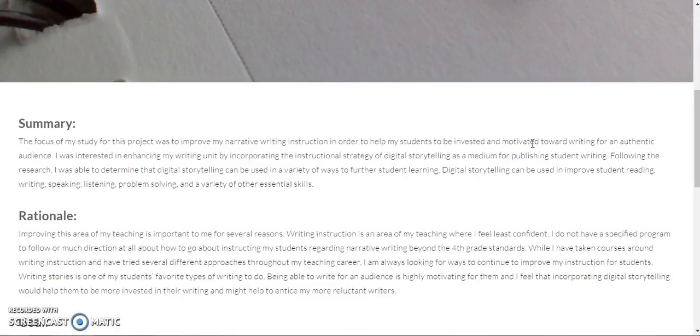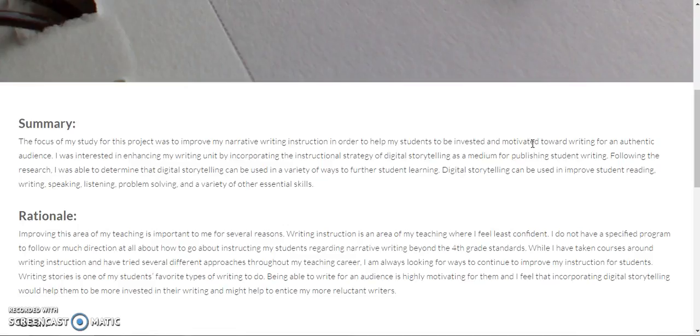So, like I said, the focus for this project was to really work on my narrative writing instruction. I feel that's my weakest area overall. Writing instruction has always been a struggle for me, but I feel with informative writing and persuasive writing, I have a little bit more structure to what I've been doing. But for narrative writing, I wanted something a little bit more.